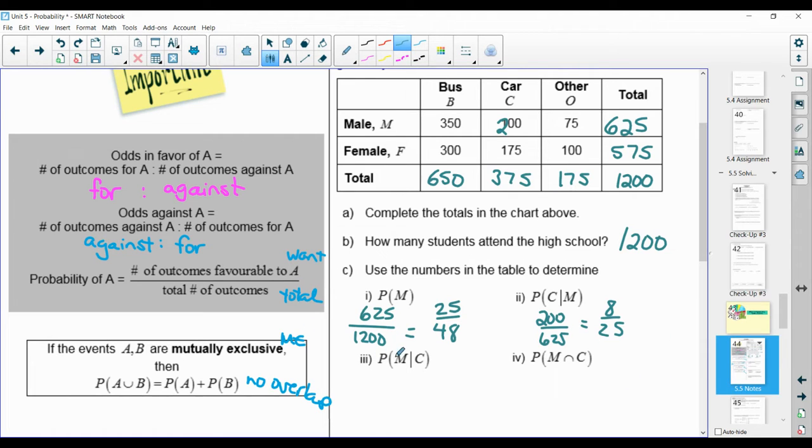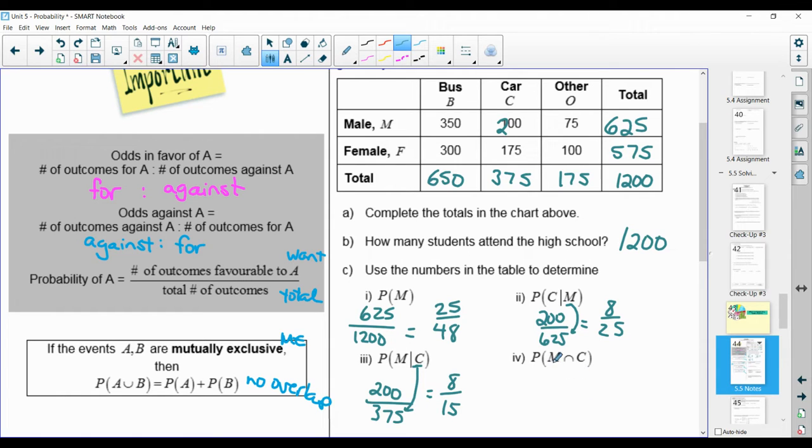Now, the probability of M given C. This is the probability that someone is male given that they drive a car. So we start off by looking at how many people drive a car, and that's 375. And out of those 375, 200 of them are male. And so that reduces to 8 over 15. So again, notice that our male here becomes our denominator in the previous one, and the car here becomes our denominator.